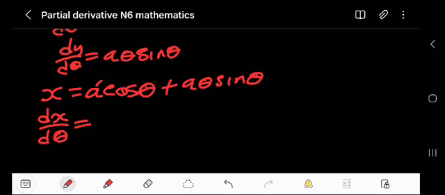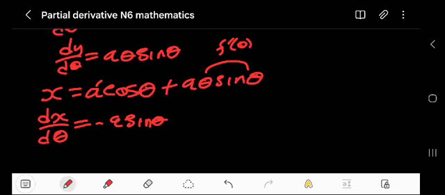It's a constant. There's nothing that will change. But what about this? There will be a negative sign, so it will affect a. We'll simply write negative a sine theta. Then here we'll apply our product rule.